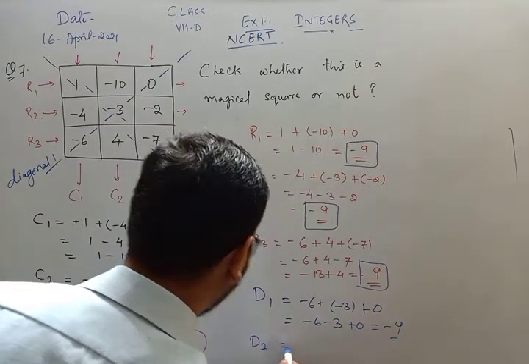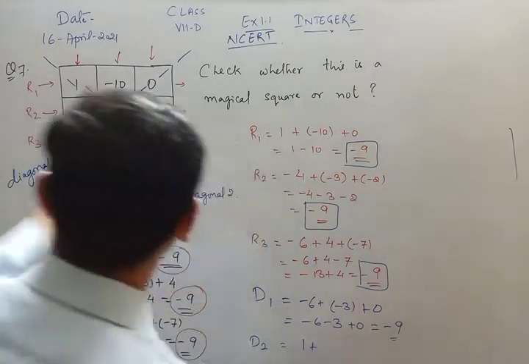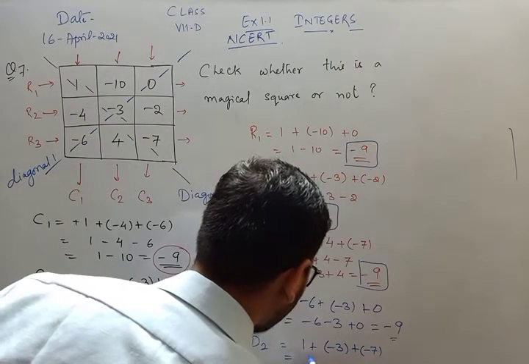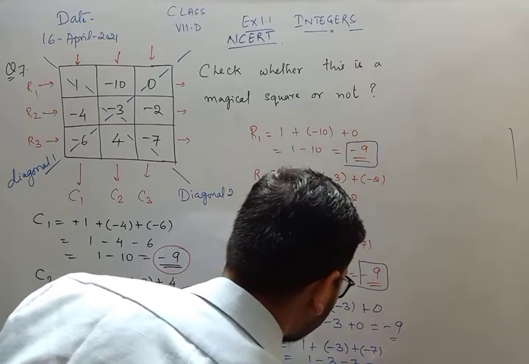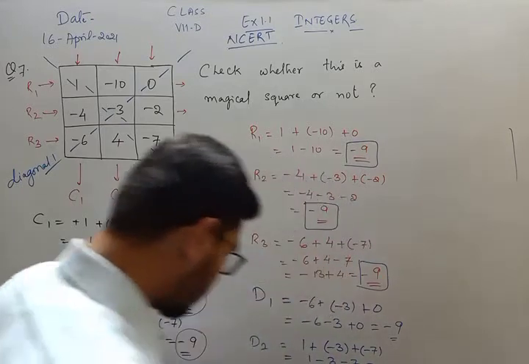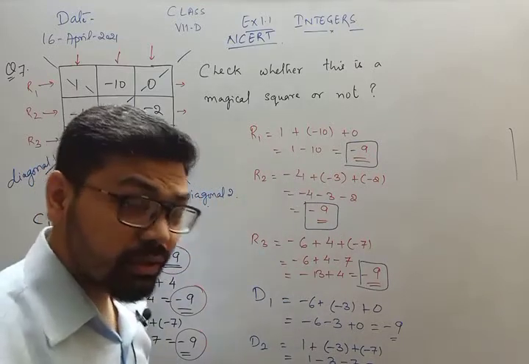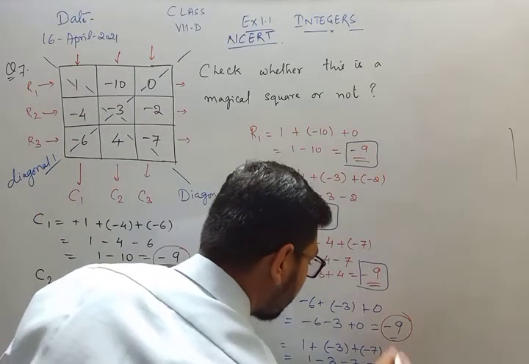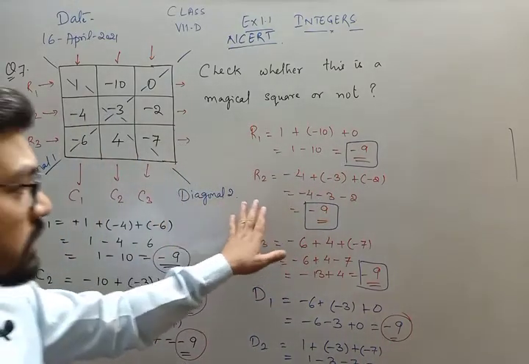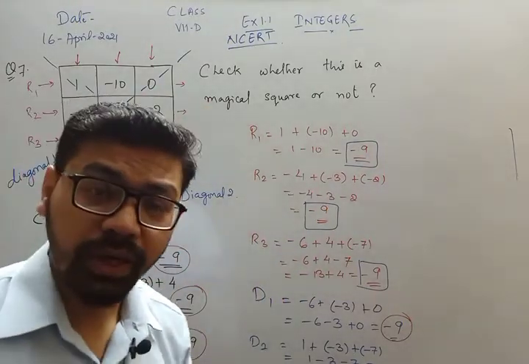Similarly for D2, D2 is this diagonal. The elements given are 1 plus minus 3 plus minus 7. So 1 minus 3 minus 7 is equal to 1 minus 10, which is equal to minus 9. Again I get the same result, which is equal to minus 9. I think this is clear to you all, right? Minus 9, minus 9. So in each and every case, the summation is equal to minus 9. That means I can say that this given square is a magical square, right?